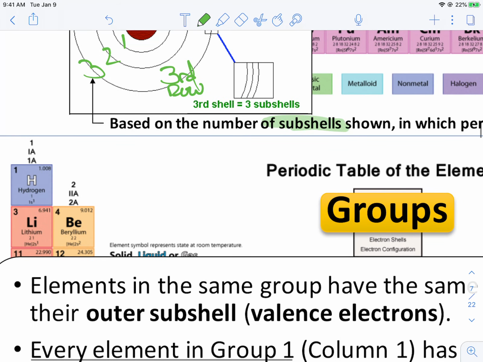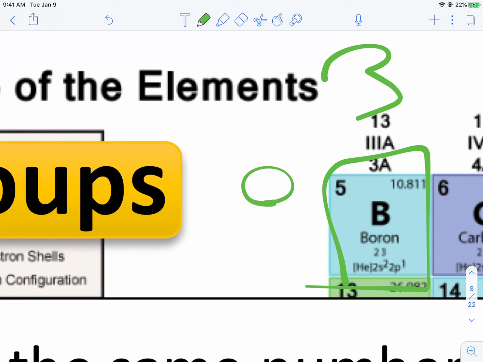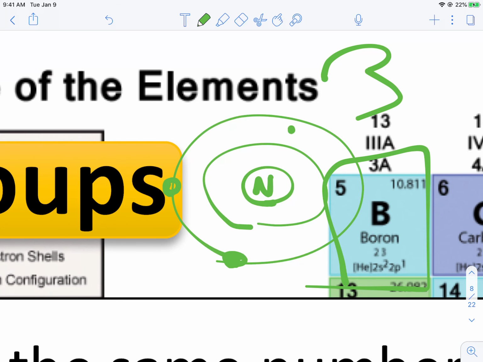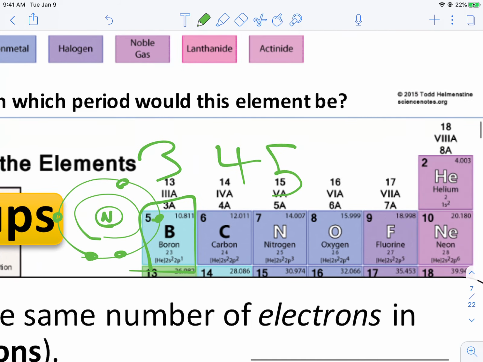Well, we said this was not group 1 or 2, but this is group 3. So that means that in your outermost subshell, here's boron's nucleus, you're going to expect to find 3 electrons. Carbon is going to have 4 electrons in its outermost subshell, so carbon would look like this. Nitrogen would have 5 in its subshell. Oxygen would have 6, so you'd add a 6th one for oxygen. Fluorine would have 7, add a 7th for fluorine, and then all the other guys, except helium, have 8.